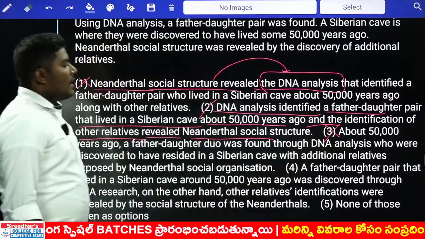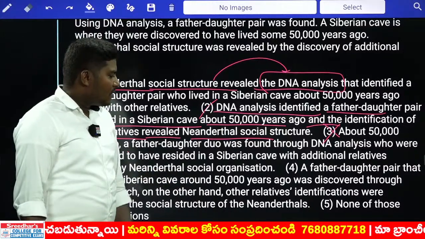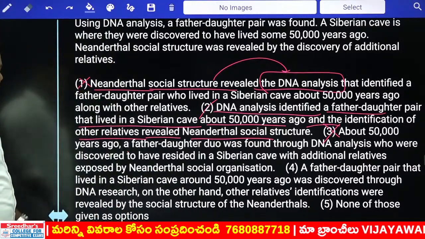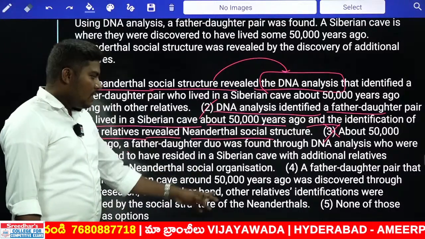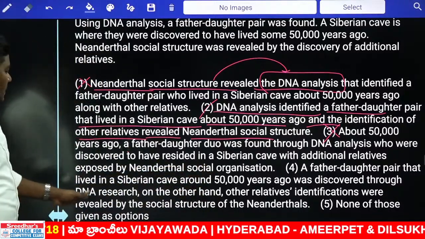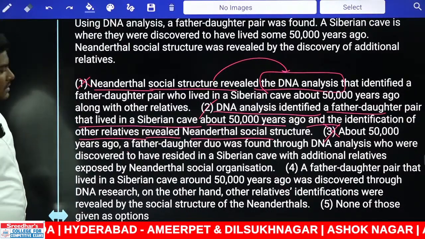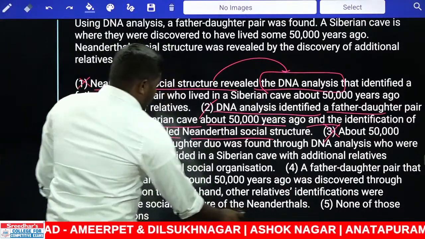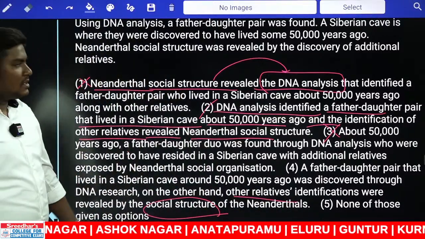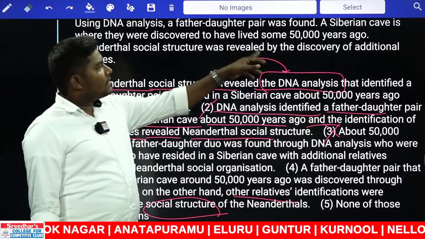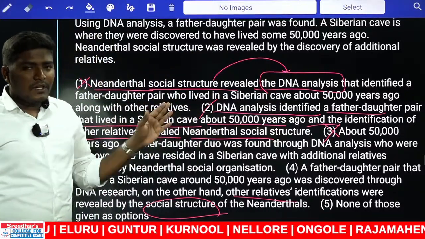Next, fourth one: a father-daughter pair that lived in a Siberian cave around 50,000 years ago was discovered through DNA research. On the other hand, other relatives' identifications were revealed by the social structure of the Netherlands. But remember, this social structure was revealed by the other relatives. Other relatives did not reveal the social structure. Look at this. Social structure was revealed by the additional relatives. Additional relatives did not reveal the social structure.